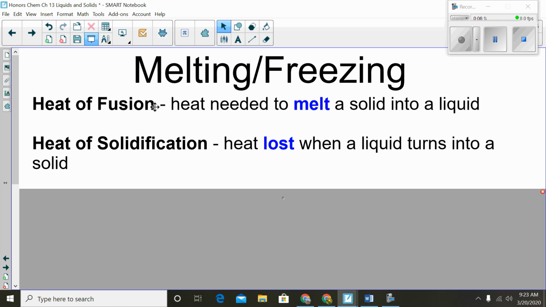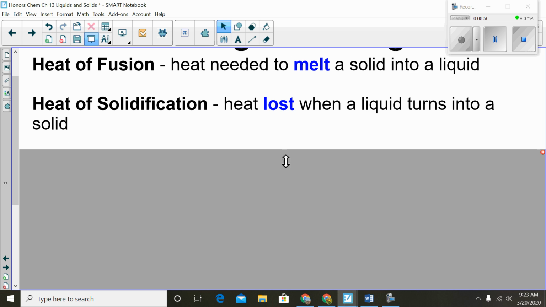Fusion indicates melting. Now if you reverse that, if the liquid turns to a solid, like when you're making ice cubes, you have liquid water, put it in the freezer, and later on it becomes ice. That is called solidification. When this happens, heat is actually lost, because you feel it as something cold. When it does so, heat is lost and we feel it as something cold. So that's just called heat of solidification.